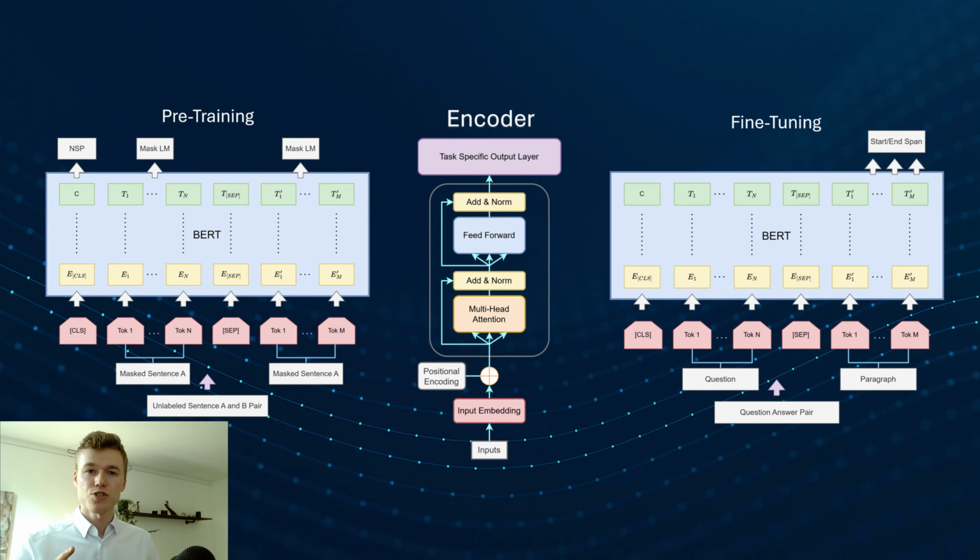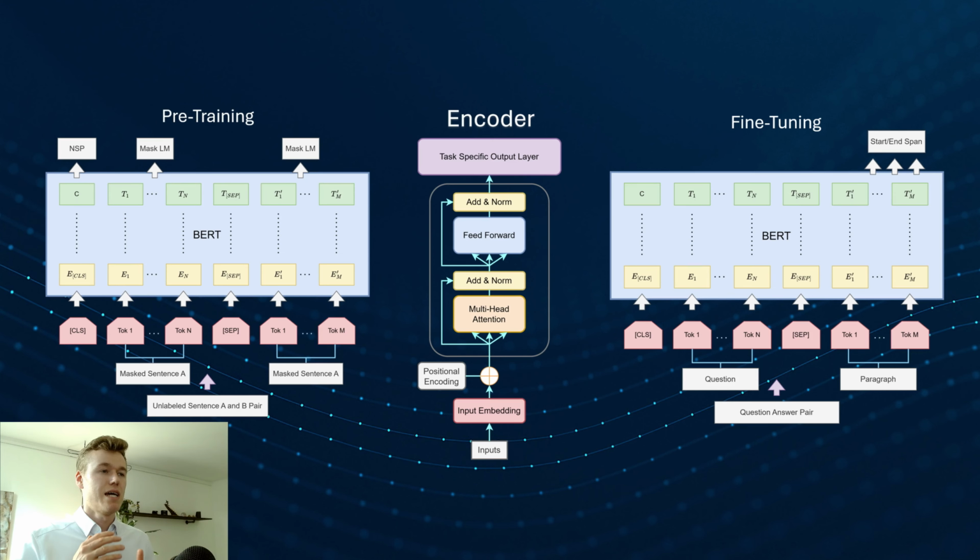Okay, let's just quickly look at the layout of the encoder. So the encoder consists of a multi-head attention layer, and that is what reads the sentences from left to right and right to left. Then it goes into a feed-forward neural network, and finally into a task-specific output layer. The encoder always needs a task-specific output layer. What that means is that the encoder always has to be fine-tuned towards solving specific tasks.